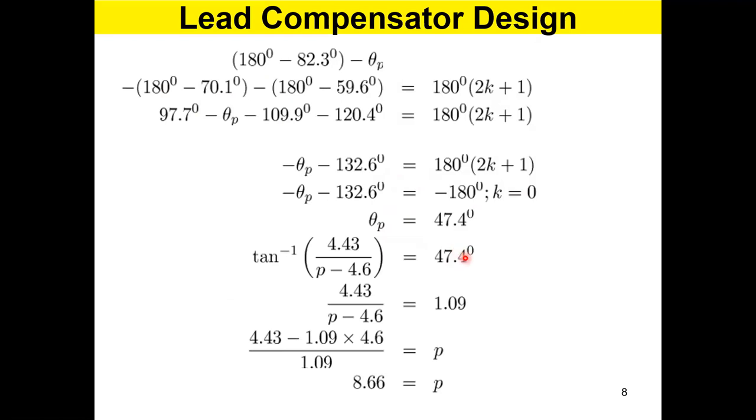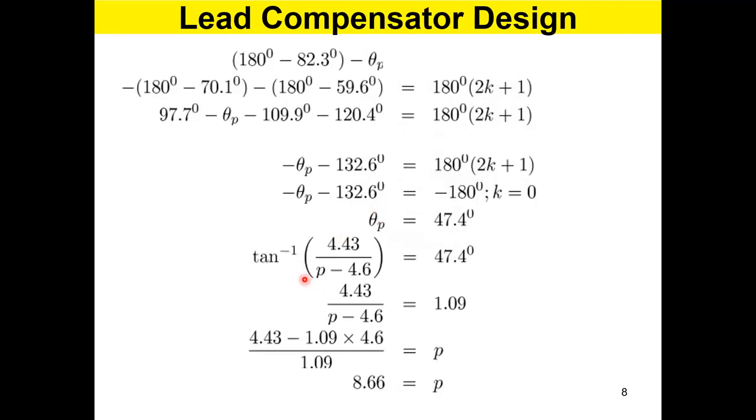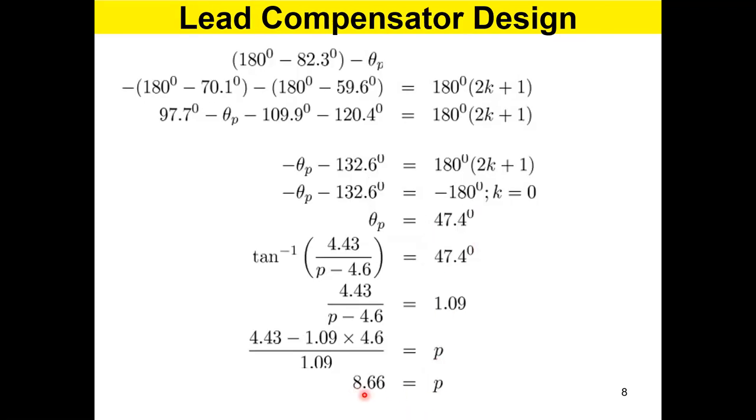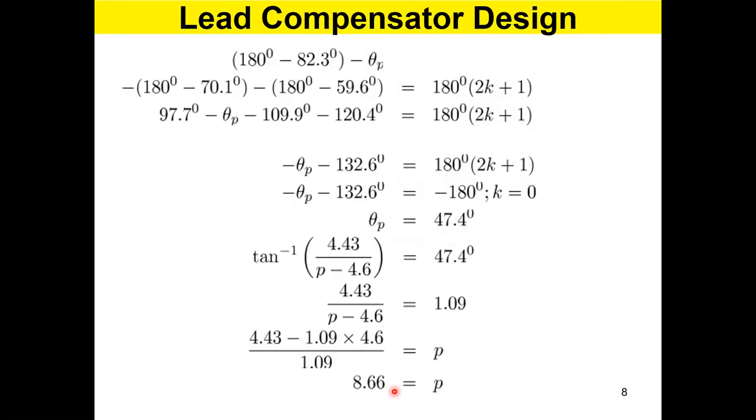Now 47.4 degrees is actually tan inverse 4.43 over P minus 4.6. You know that. This is P, this is 4.6, the vertical. So P minus 4.6 is the base for this inverse tangent. So you can write it like that, tan inverse 4.43 over P minus 4.6. This way, you calculate your P, 8.66. So if you select your zero at minus 4, your pole will be 8.66. Had you selected the zero at some other value, the pole would have been a different value as well.